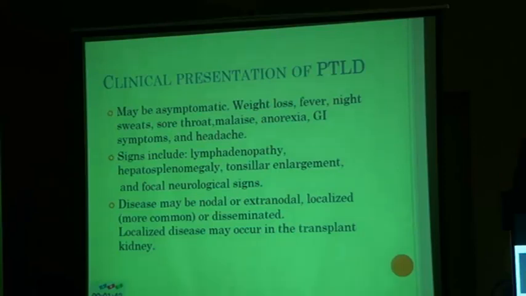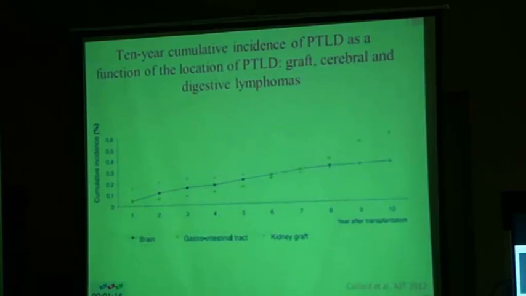It could be asymptomatic or with some general symptoms such as weight loss, fever, night sweats, sore throat, malaise, anorexia, and these things. It may include lymphadenopathy, hepatosplenomegaly, tonsillar enlargement, and focal neurological lesions if the brain is involved. Disease may be nodal, extranodal, localized, or disseminated. So we have different varieties with different organ involvement. And this shows how, with time, different organs are affected: brain, gastrointestinal, kidney. It is increasing, especially the gastrointestinal lymphomas.